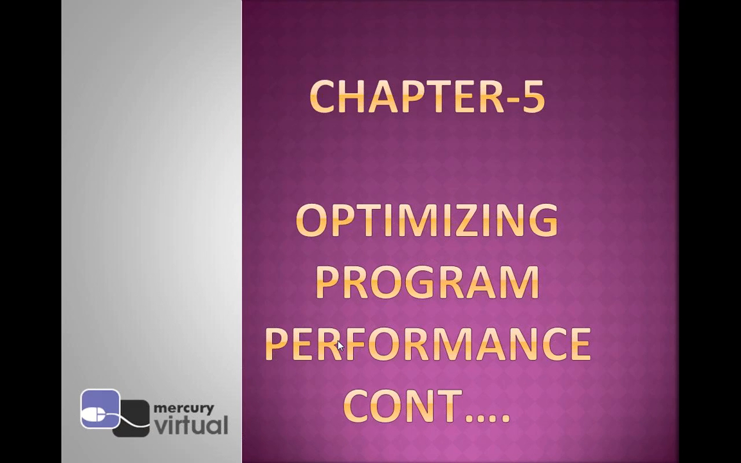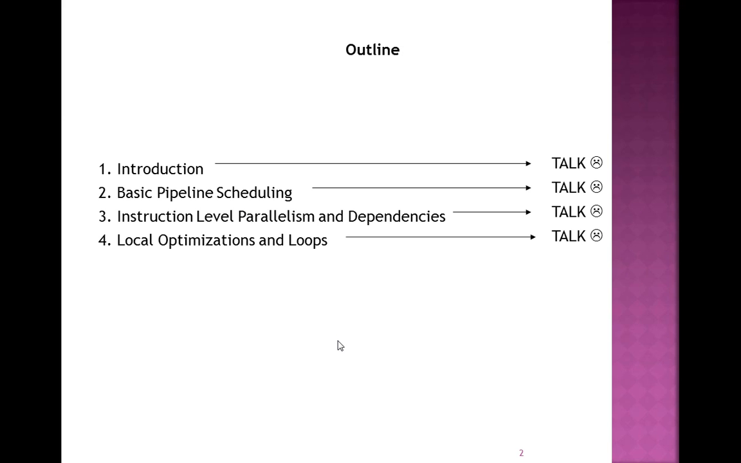So today's topic is chapter number 5, that is, optimizing program performance continued. And there are 4 topics that we have to cover in this class only. First is introduction, then pipelining as I told you earlier, then instruction level parallelism and optimization or dependency, then loops, that is loop unrolling.